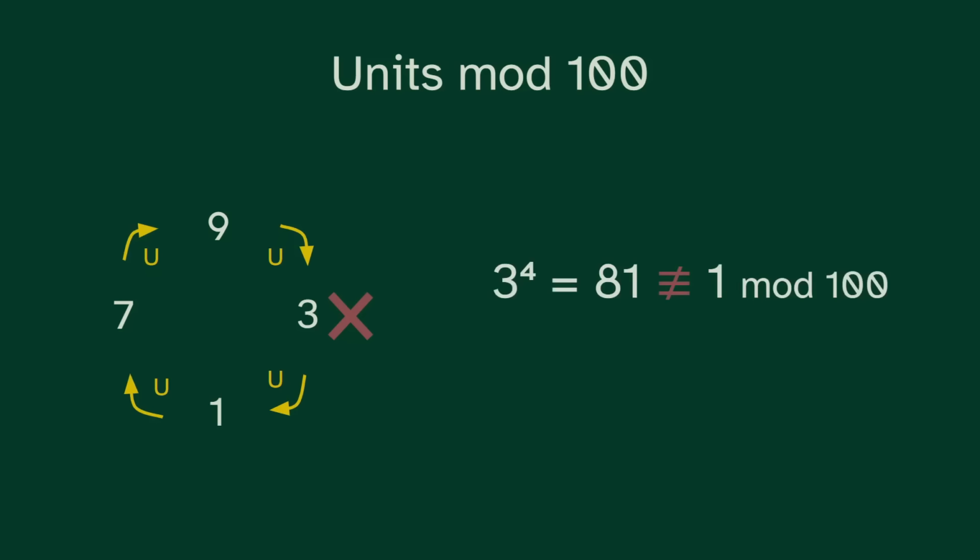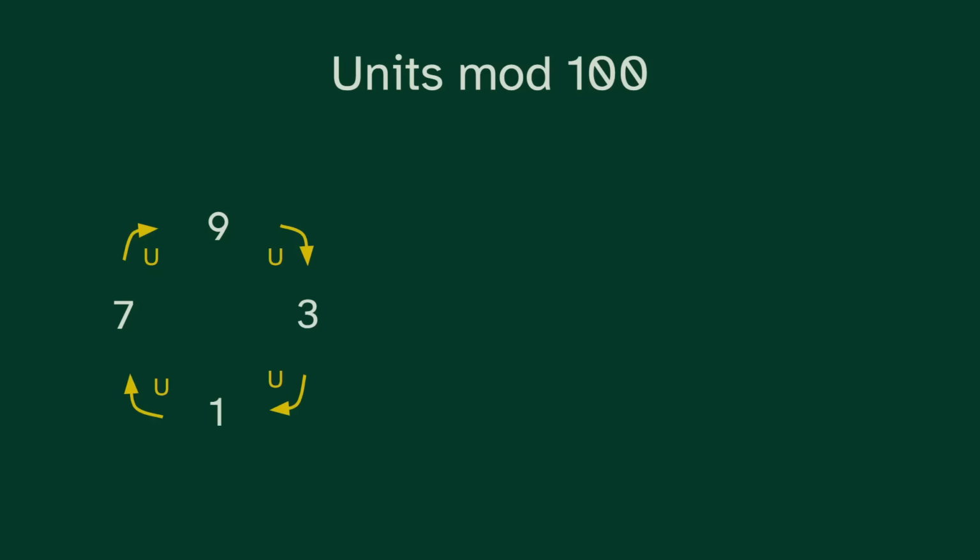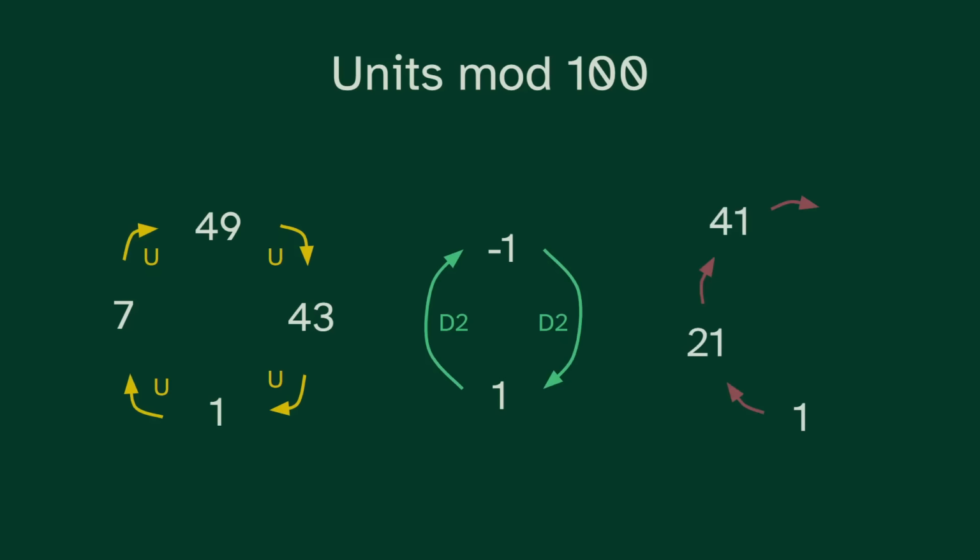Now, let's jump to mod 100. 3 no longer works for this 4 cycle, since 81 isn't 1 in mod 100. But 7 does. 7 to the 4th is still 1. So we just need to adjust this 4 cycle to be 7, 49, and 43. The 2 cycle still works the same, except now -1 represents 99 instead of 19. And to complete this, we just add a 5 cycle with 1, 21, 41, 61, and 81.